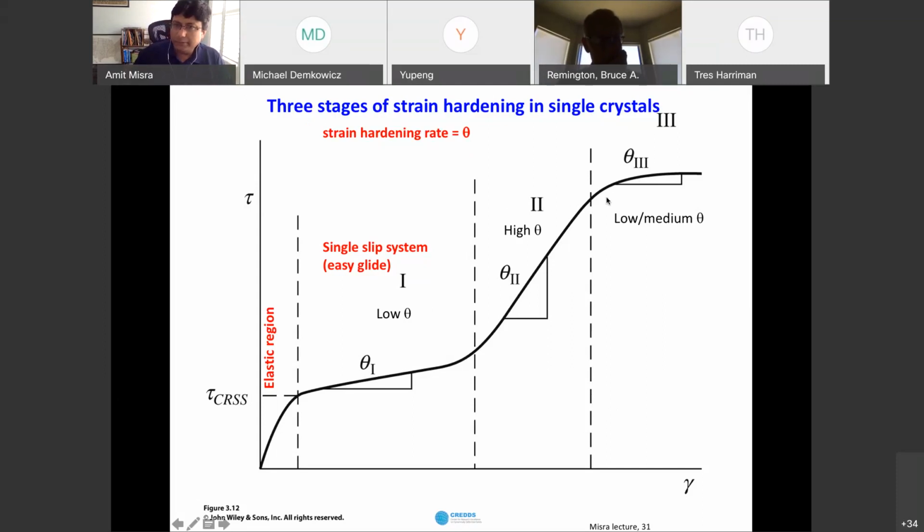The strain softening that sometimes is observed is a different phenomenon. In some materials, you'll see the strength start decreasing, and that is called strain softening. That is due to mechanisms such as formation of a shear band. That's a different phenomenon.